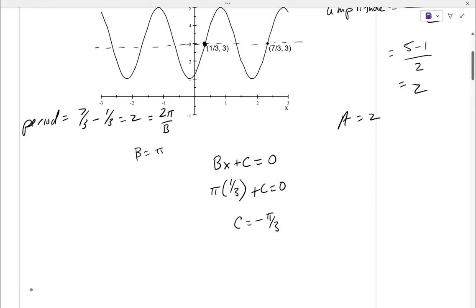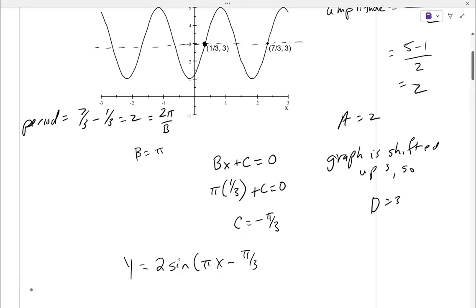All right, finally, the last thing we need to take care of is the d. What tells you about the d? Your d is a vertical shift up or down, right? Again, that point at 1/3, 3 should be at 0, 0. So how far did it move? Up 3, so the d is 3. So this one is the graph just shifted up 3. So d is equal to 3. So your final function, y equals 2 sine of pi x minus pi over 3 plus 3, would be your final function.